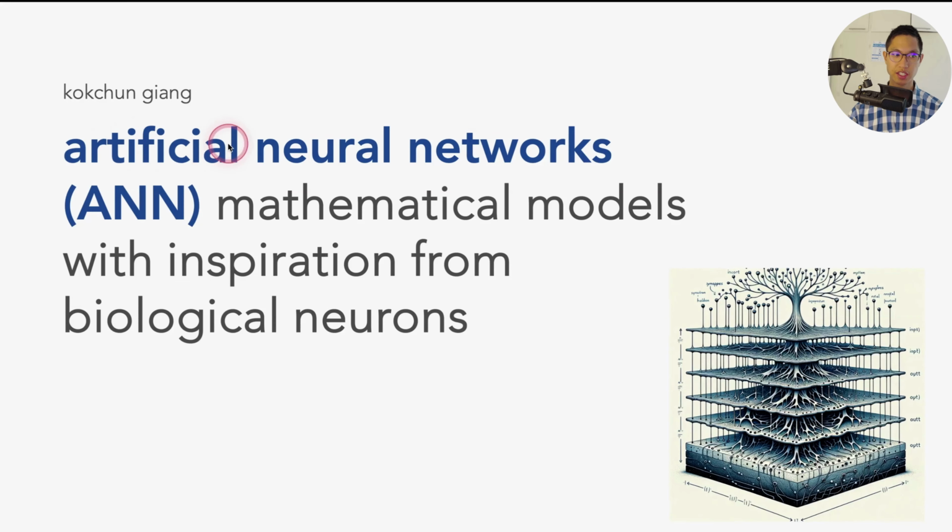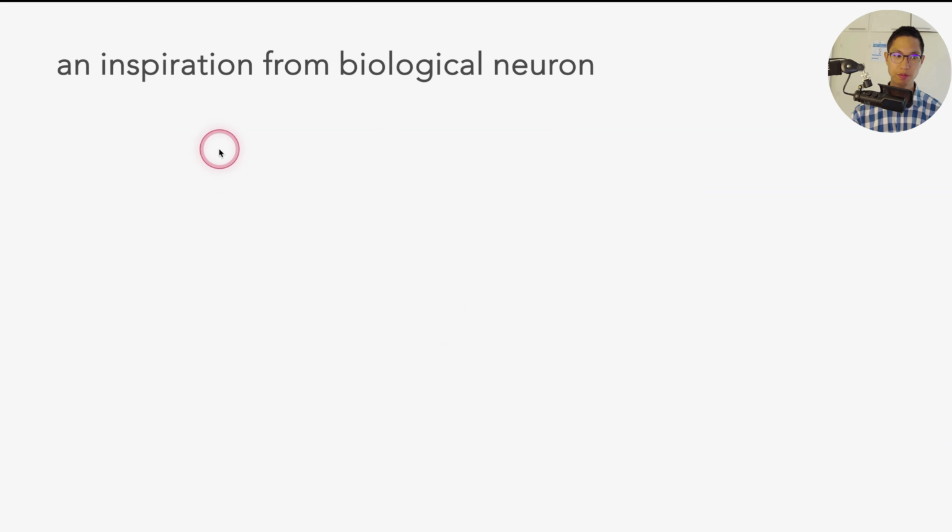We'll go into the theory and intuition about this. Here I am in the slides. Artificial neural networks, ANN, are mathematical models with inspiration from biological neurons. Note the word inspiration, an inspiration from biological neurons.